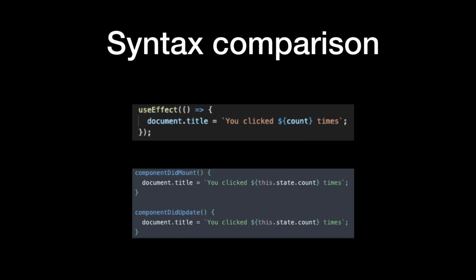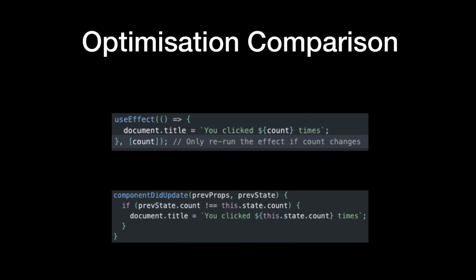Obviously, by having the functionality of mounting and updating in the same method, we could lose some of the performance benefits of conditional rendering in some of our projects. However, useEffect has the solution built right into it. So for example, in componentDidUpdate, we can compare the previous state and the current state, and if the current state has updated, then re-render.